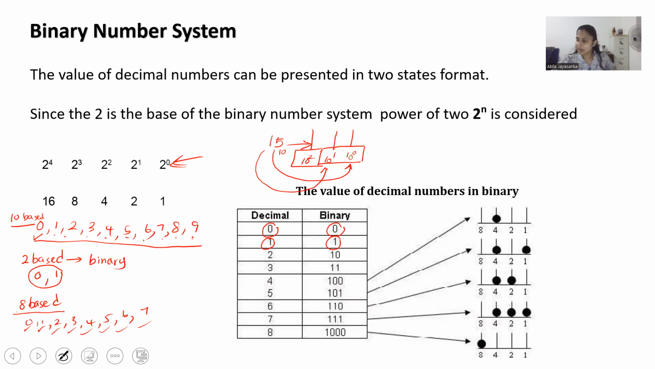Now we can represent 5 using 5 balls. Right? And we can represent 1 using 1 ball. This is the way that we can represent 10 base numbers using this abacus. Hari? Clear?